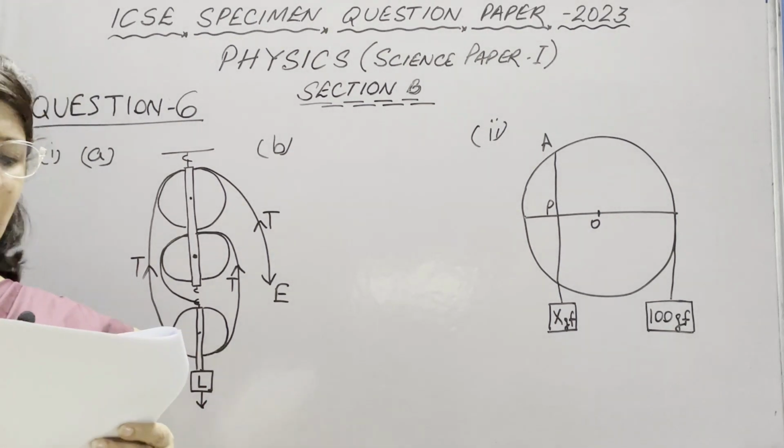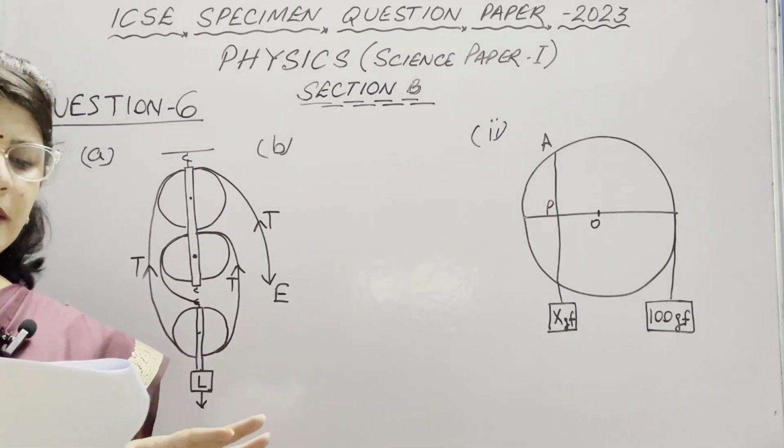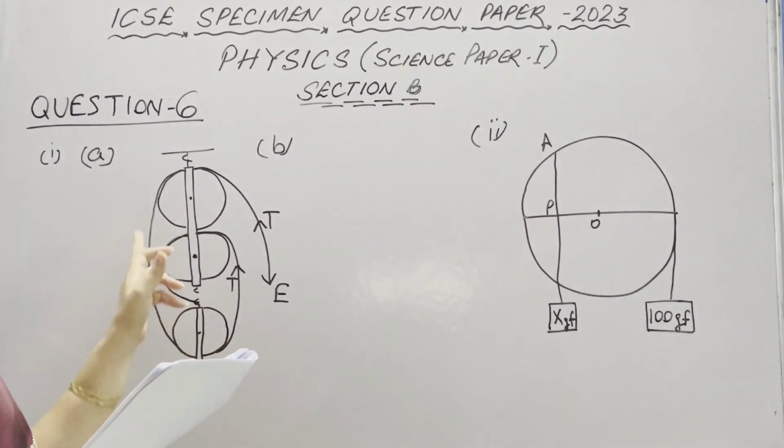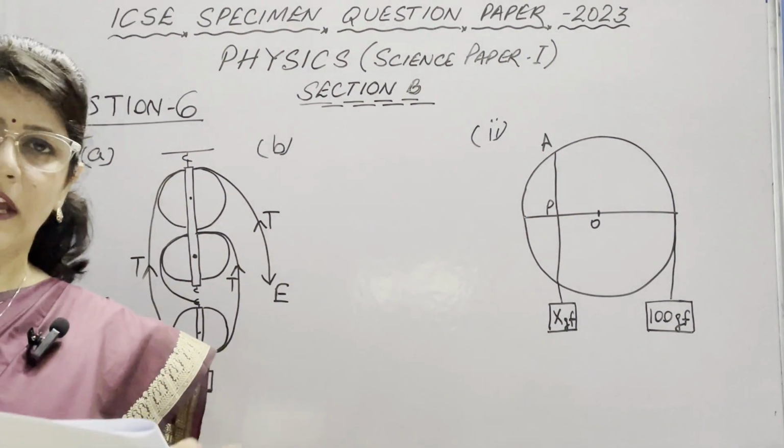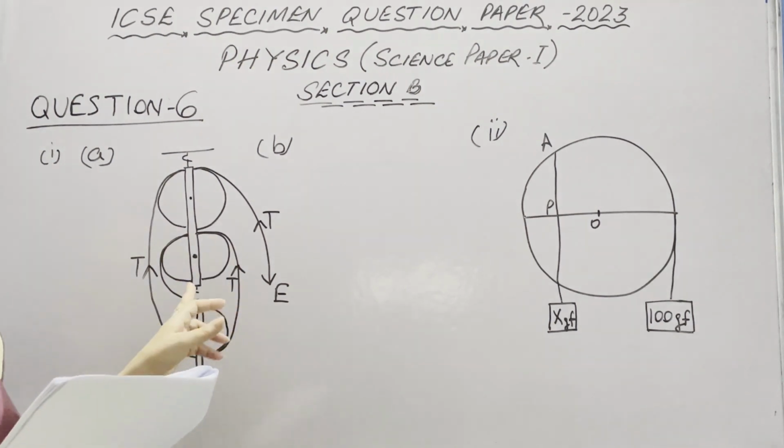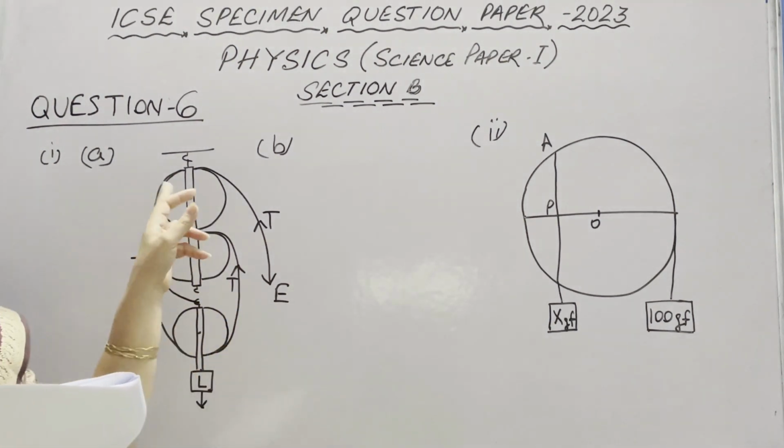You can remember this by the word ole, because in odd number, niche se le, string ko niche se le. So this is odd because we have an odd number, 3, of pulleys. If we have 4 pulleys, then we need to start the tackle from the hook of the upper block.